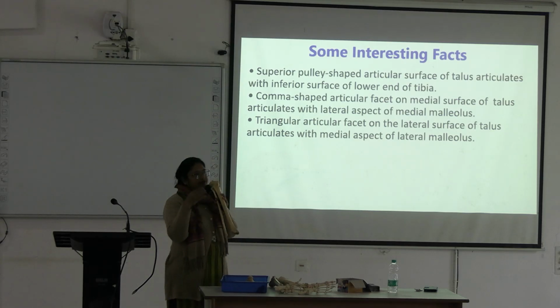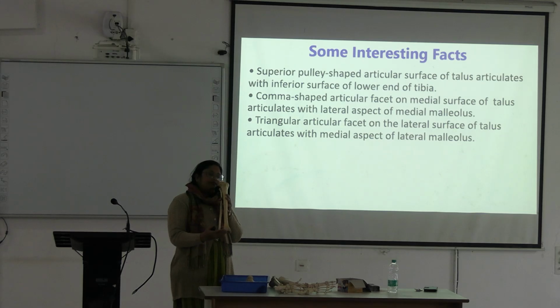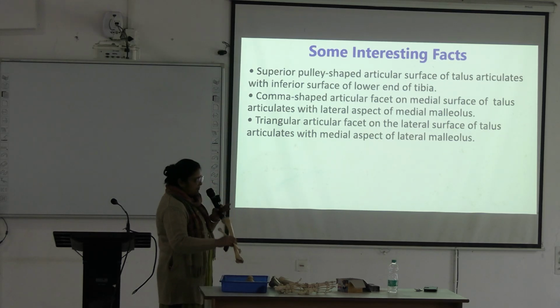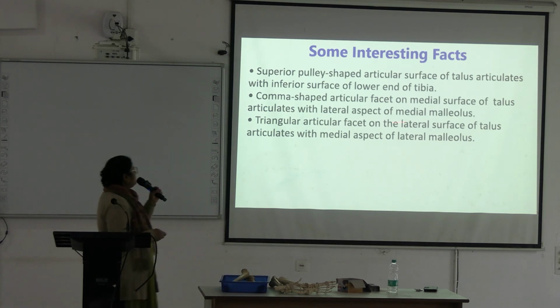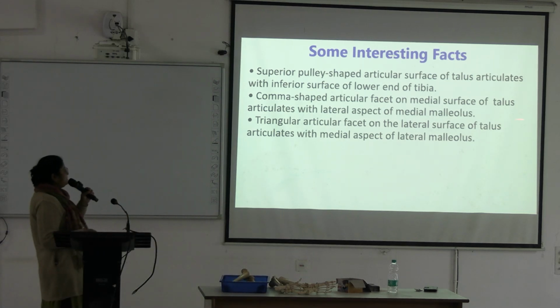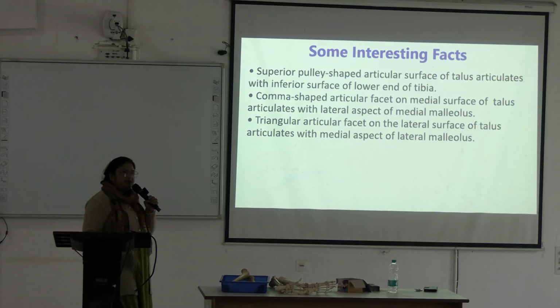Okay, and the superior surface of talus is like a pulley like articular surface, which will articulate with the inferior surface of the tibia. Okay, understood? So shape of the articular surface is important. So triangular articular facet on the lateral surface of talus articulates with medial aspect of the lateral malleolus.